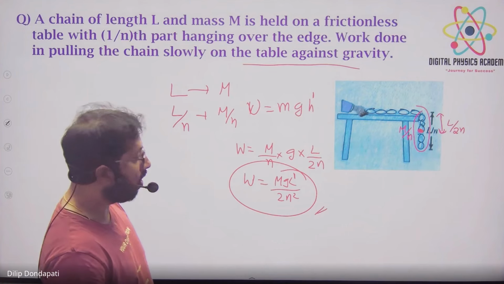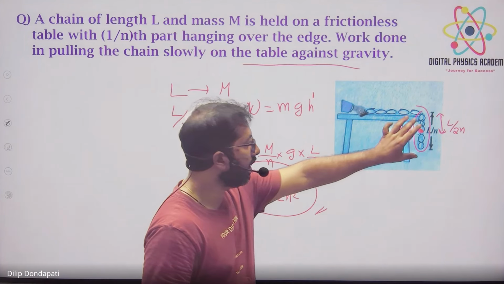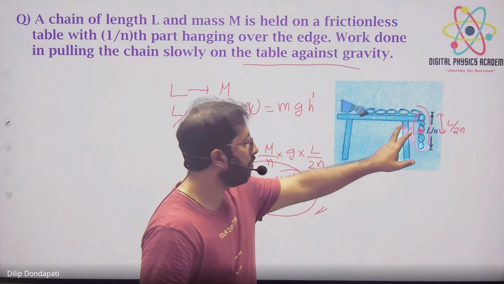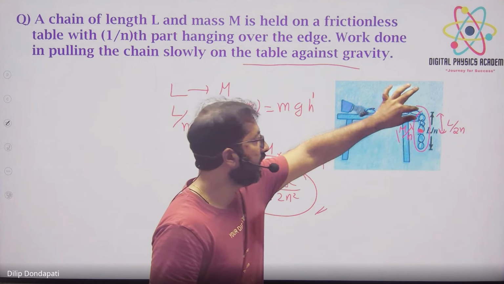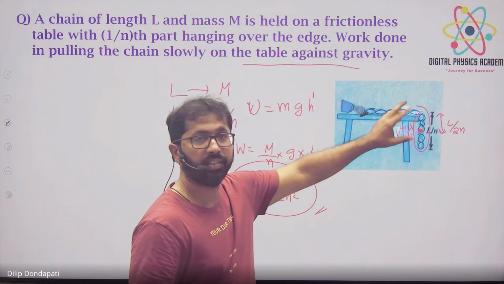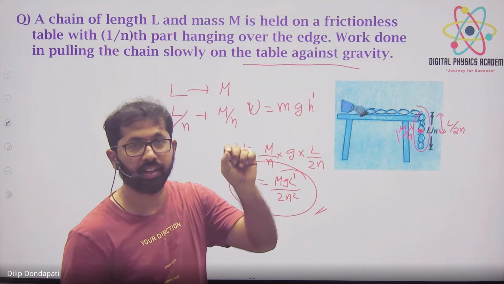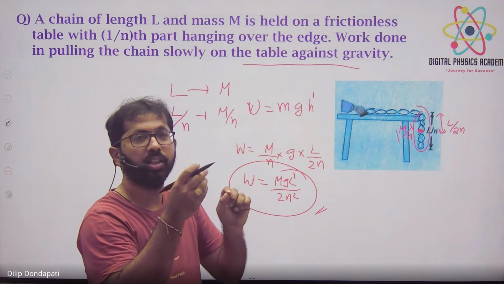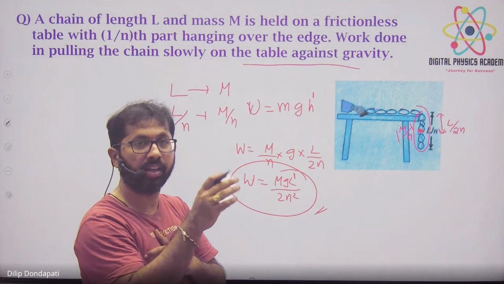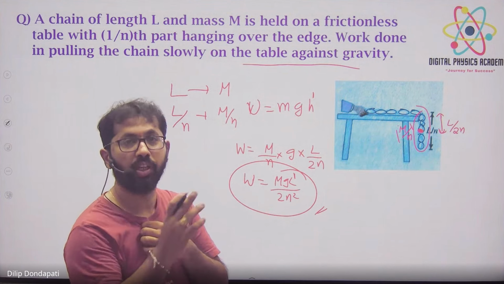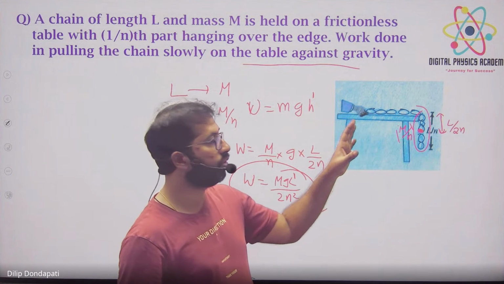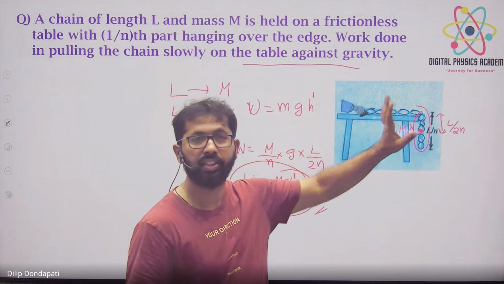Constant, no, it is not constant. Look here, it is m by n g, right? When the chain came up to here, again the mass is changing, right? So the force is changing. So calculating small work done, cutting it into small parts, you have to do integration to get the total work done. So it is always better to use the concept of center of mass in chain pulling.